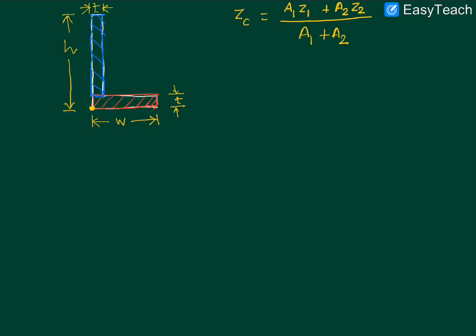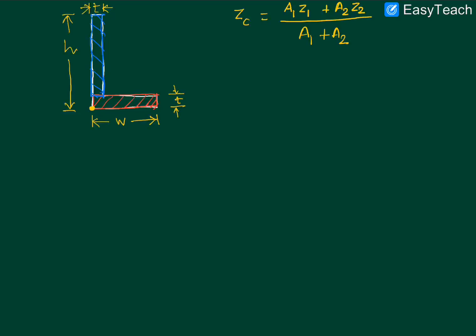So what we are doing here is to denote the area of the red colored rectangle as A1 and the z coordinate of its centroid as Z1. Similarly, we are denoting A2 to be the area of the blue colored rectangle, and Z2 to be the z coordinate value of its centroid, that is the centroid of the blue colored rectangle. And of course A1 plus A2 represents the area of the entire cross section.